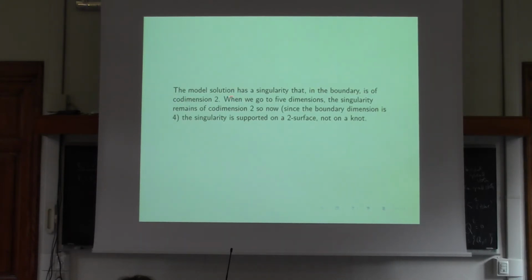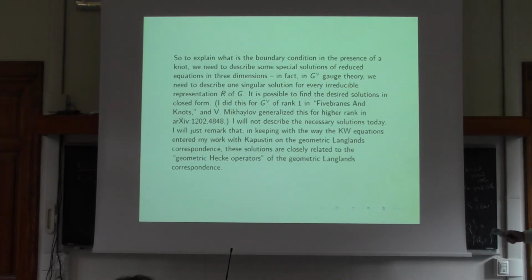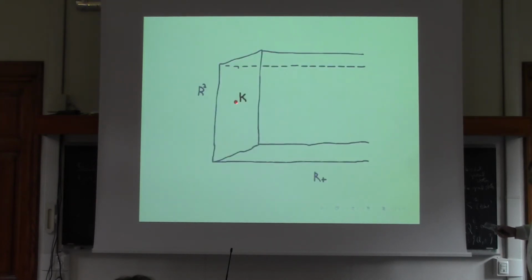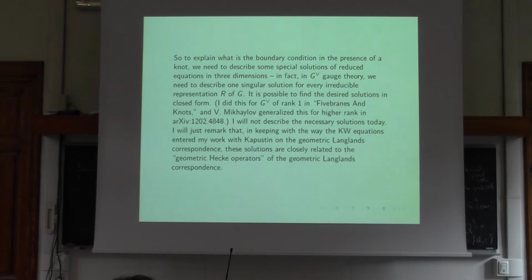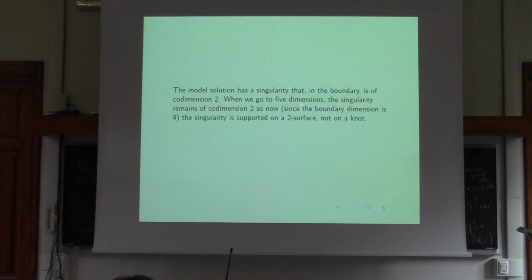The model solution has a singularity that I've represented here in terms of a point in R2. But if we pull this back to 5 dimensions, we should describe it by saying that the point is of codimension 2 in R2, and then if we're in 5 dimensions, the boundary is a 4-manifold, and since the boundary is a 4-manifold, codimension 2 means that the singularity lives on a 2-surface. So in the 4-dimensional picture, we have a knot in the boundary, but in the 5-dimensional picture, the knot became a 2-manifold.